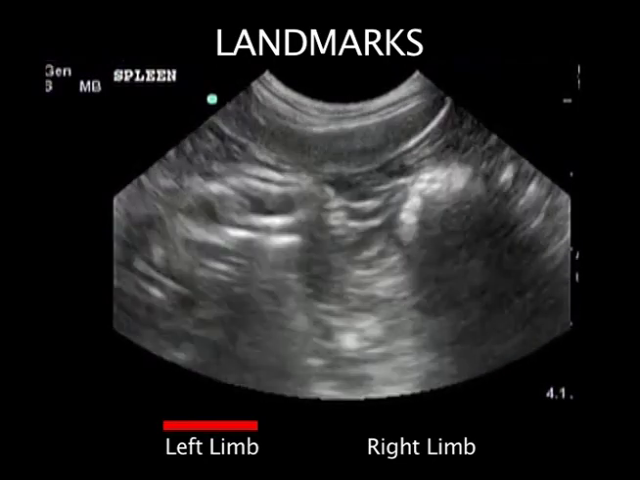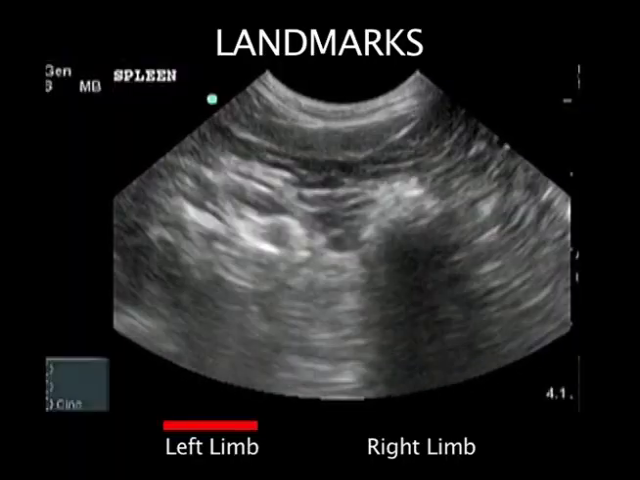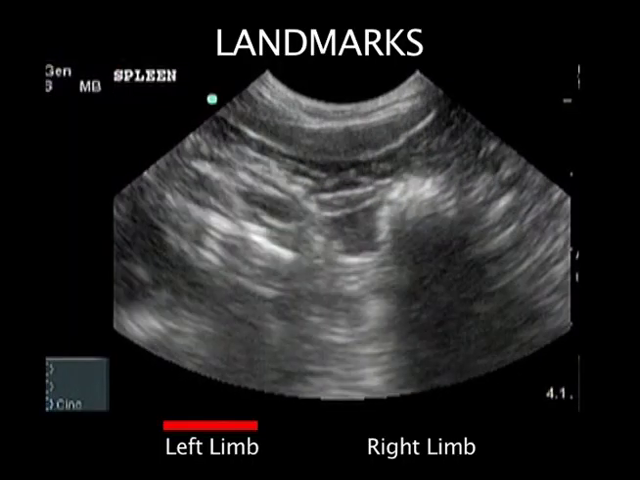Normal pancreas is often not recognized, so landmarks are extremely important in locating the pancreas. Normal pancreas is caudal to the caudal stomach wall and cranial to the transverse colon.